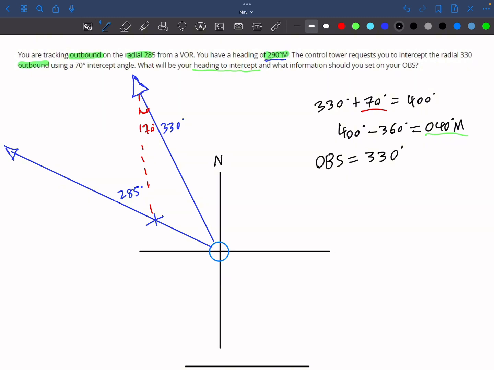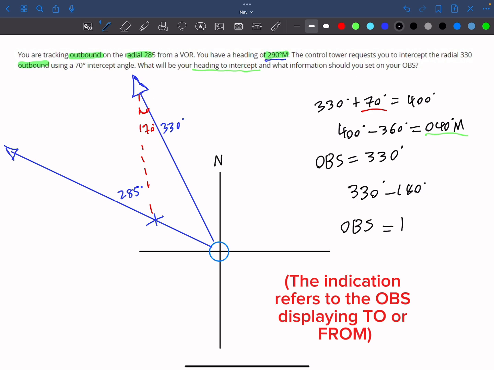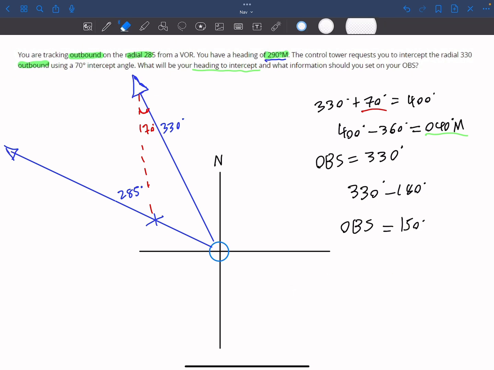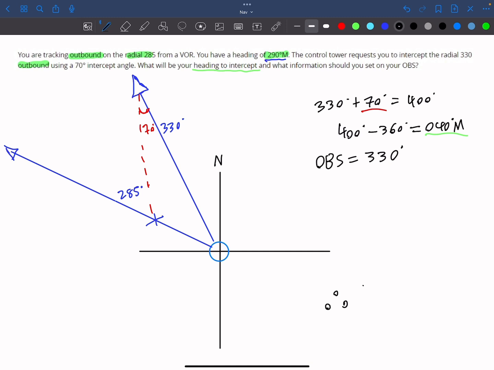Now let's say the question asks us to intercept a radial 330 inbound instead of outbound. Well, then we would simply do 330 degrees minus 180 degrees, and that would be our OBS indication. That would be 150. But that's not what the question asks us. So we can simply leave it at OBS 330. So the conclusion: the heading to intercept is 040, and the OBS indication would be 330 degrees.